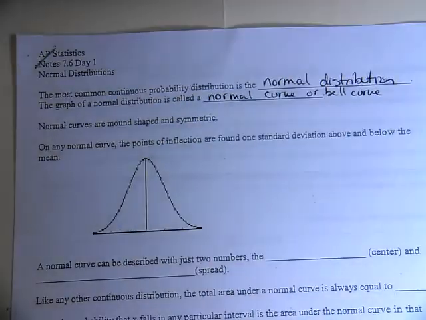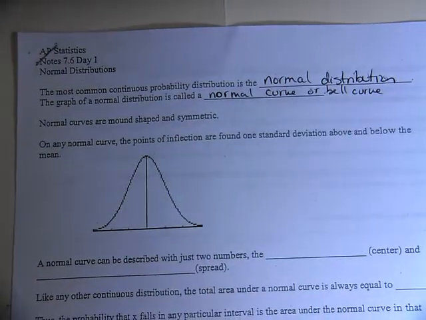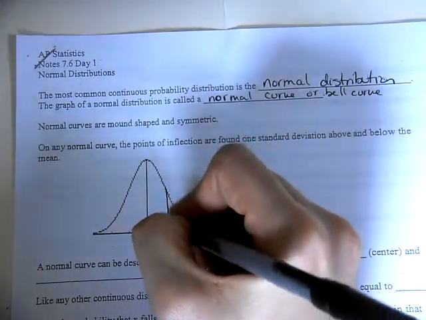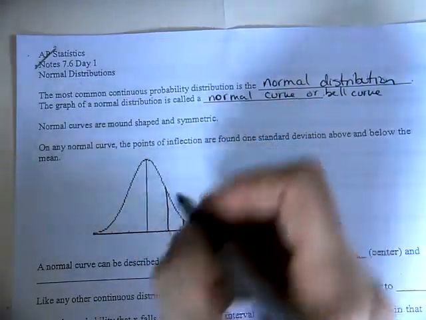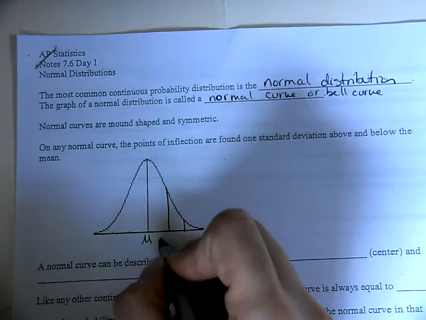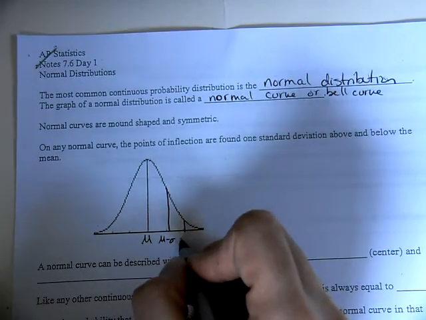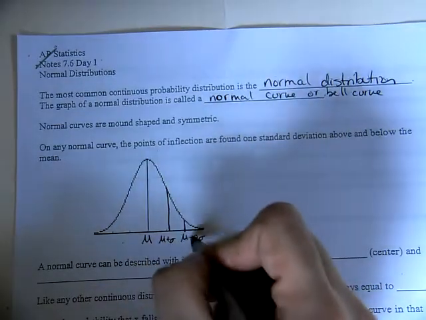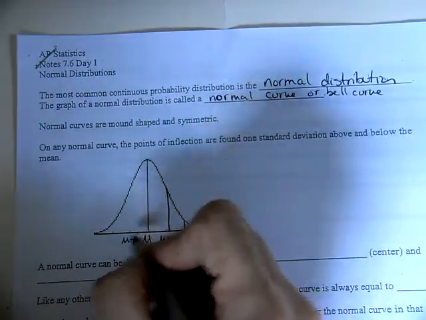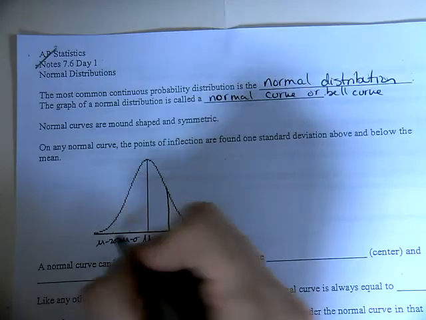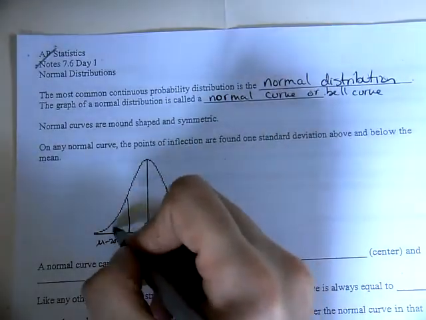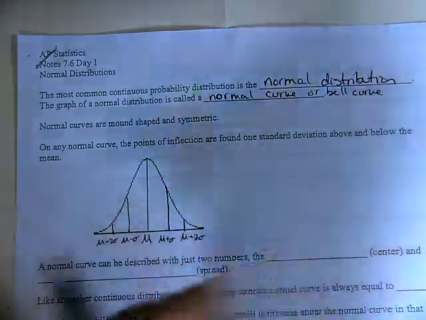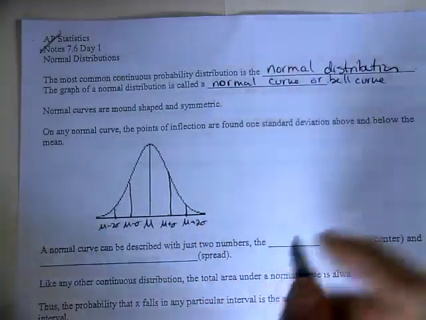On any normal curve, the points of inflection are found one standard deviation above and below the mean. We sort of touched on this before. This is mu, this is mu plus 1 sigma, this is mu plus 2 sigmas. This is mu minus 1 sigma, this is mu minus 2 sigmas. We've done that before when we had the 34, 34, 13 and a half, that kind of stuff.